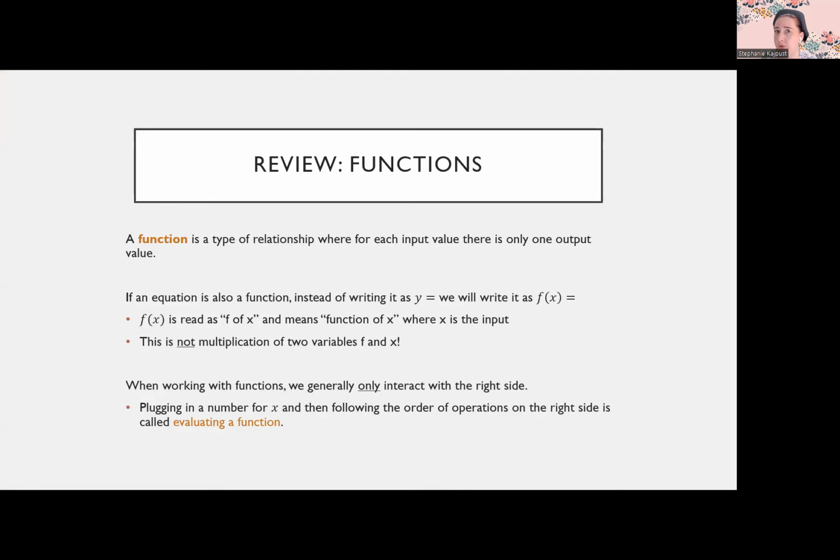So let's just review functions because that's what we are analyzing this week. A function is a type of relationship where for each input, there's only one output. So if you plug a number in, you only get one answer out.